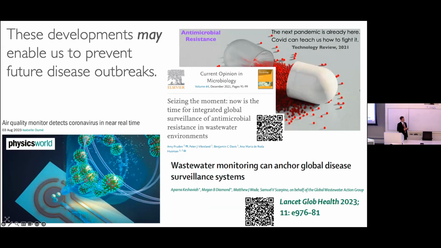With that, we can expect that we're going to be able to prevent future disease outbreaks. And we can think about detecting coronavirus in indoor spaces like we're in today. There's now real-time approaches to do that. We know that we can use wastewater monitoring to detect a variety of different diseases. And there's lots of effort to deploy this to go and detect and prevent the spread of antimicrobial resistance, which is thought to be potentially the next pandemic that will affect all of us.